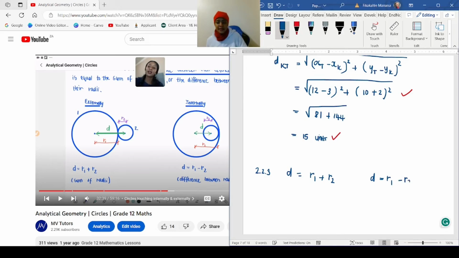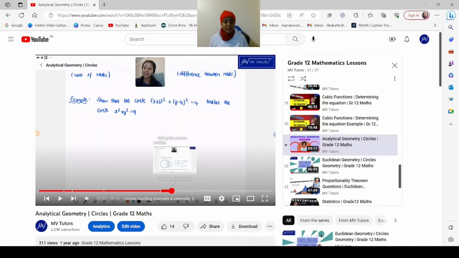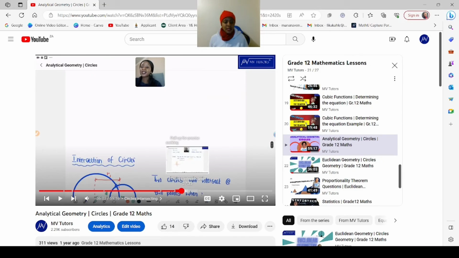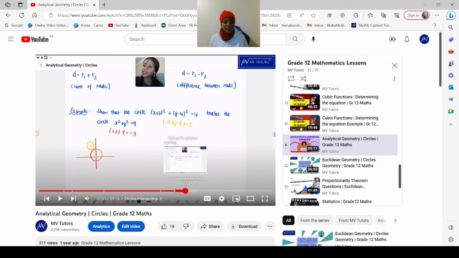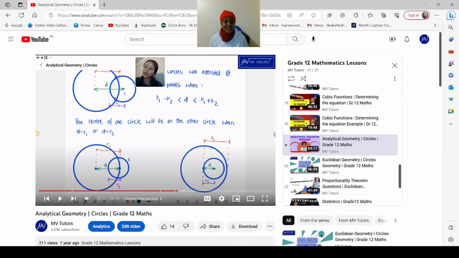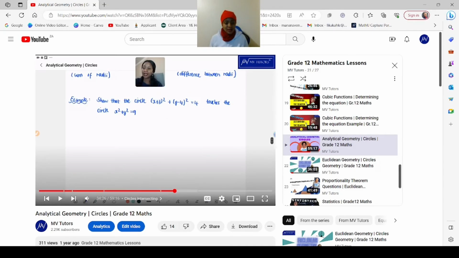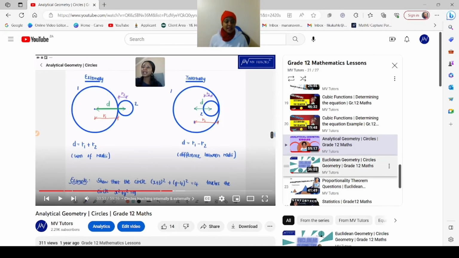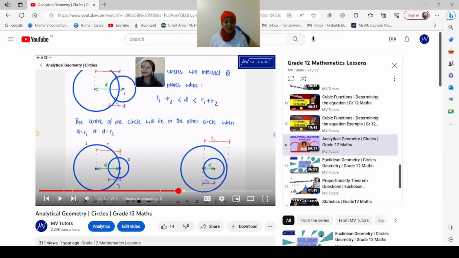So they either touch internally or externally at 1 point. But what happens if they touch at 2 points? Because we need to determine, is it touching at 1 point? Is it touching at 2 points? Let's have a look. I just need the notes. Now, if two circles touch at 2 points, yeah, this is actually more here.